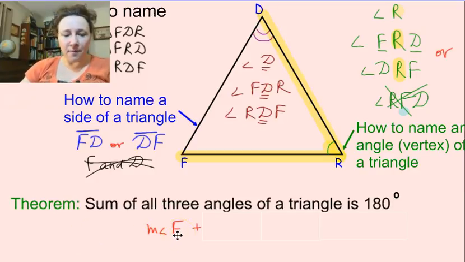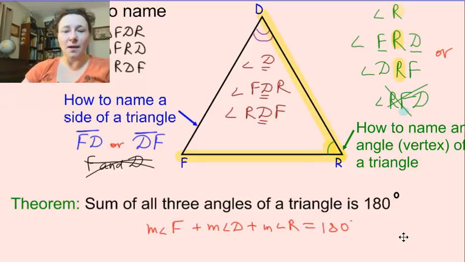Angle F, we're already familiar with that, but what is this little m in front of it? Actually, this little letter m stands for measure. So in other words, I'm saying that measure of angle F, whatever it might be, plus measure of angle D, plus measure of the third angle, R, in our diagram, will equal 180 degrees. And that is one of those equations that we will be using really often in this course. That is all.